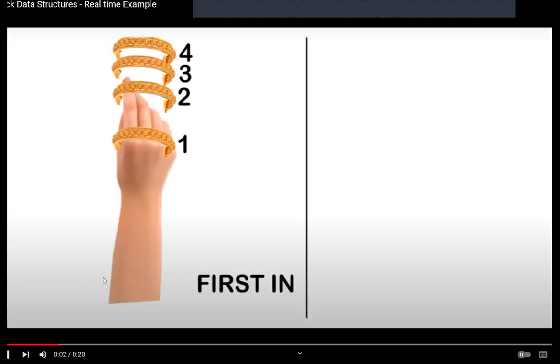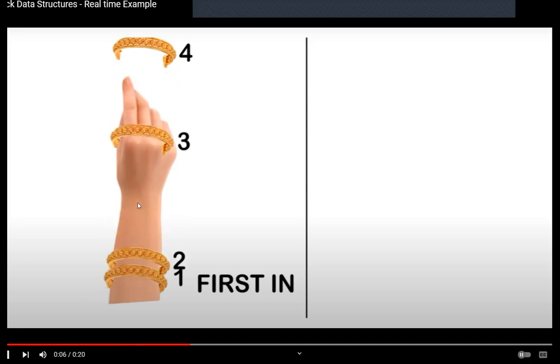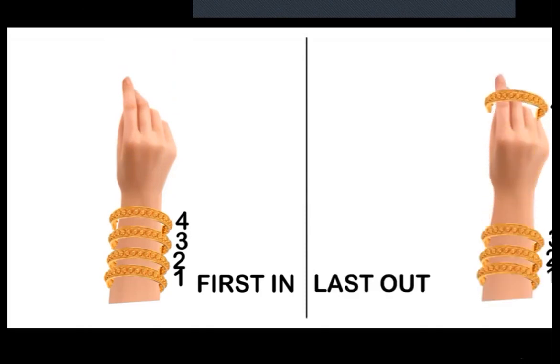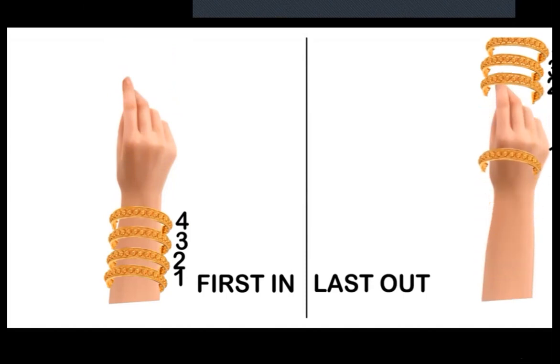You see now that when you put the bangles here, you put the first bangle, second bangle, third bangle, and fourth bangle. But if you have to remove the first bangle, you cannot, right? You have to remove the fourth bangle, then the third bangle, then the second bangle, then the first bangle.